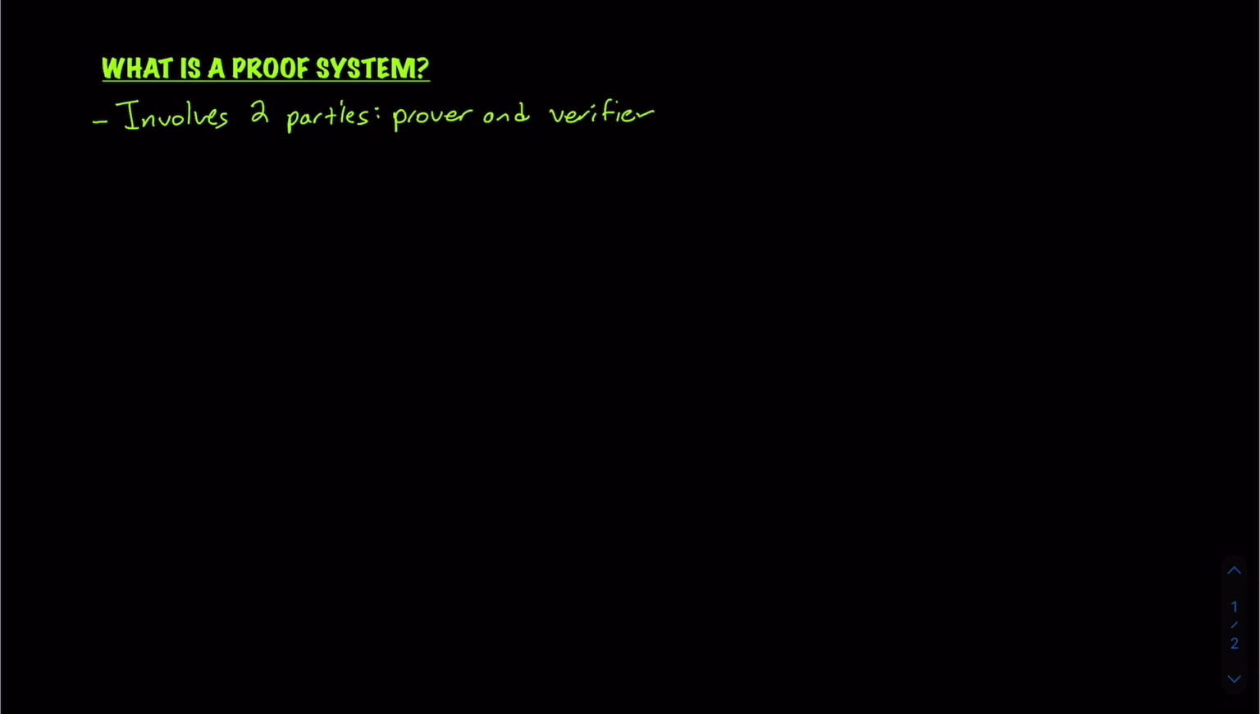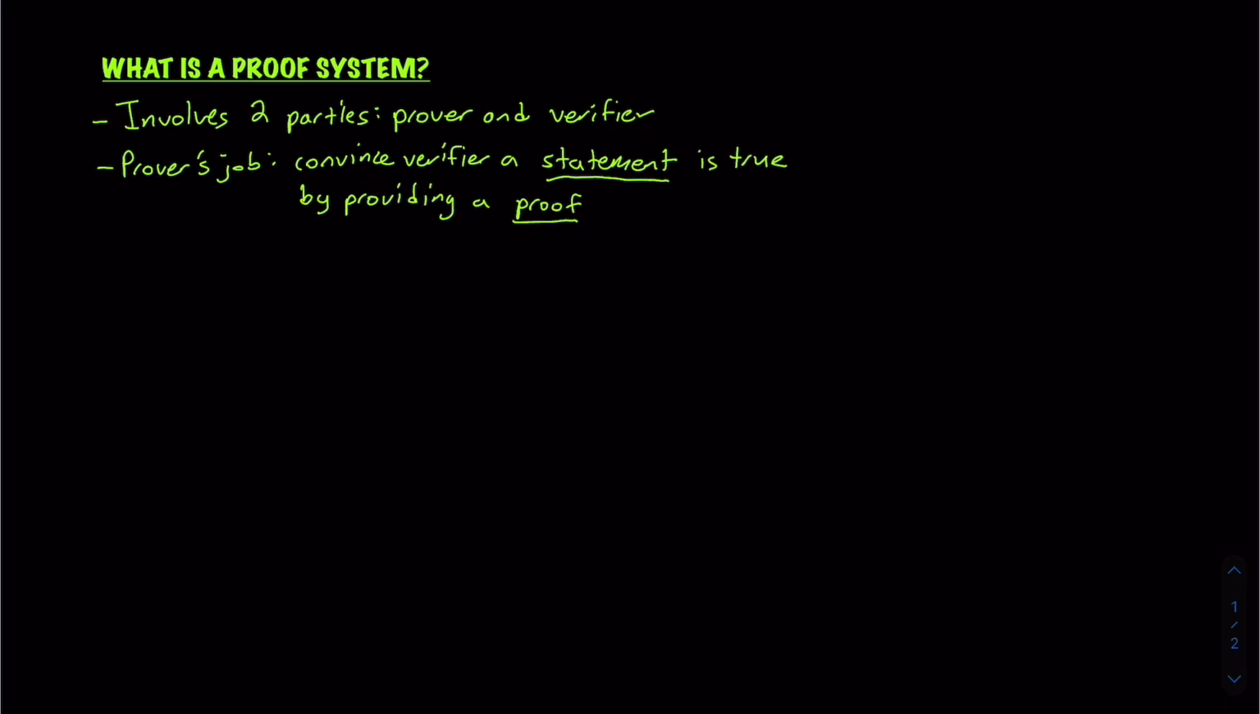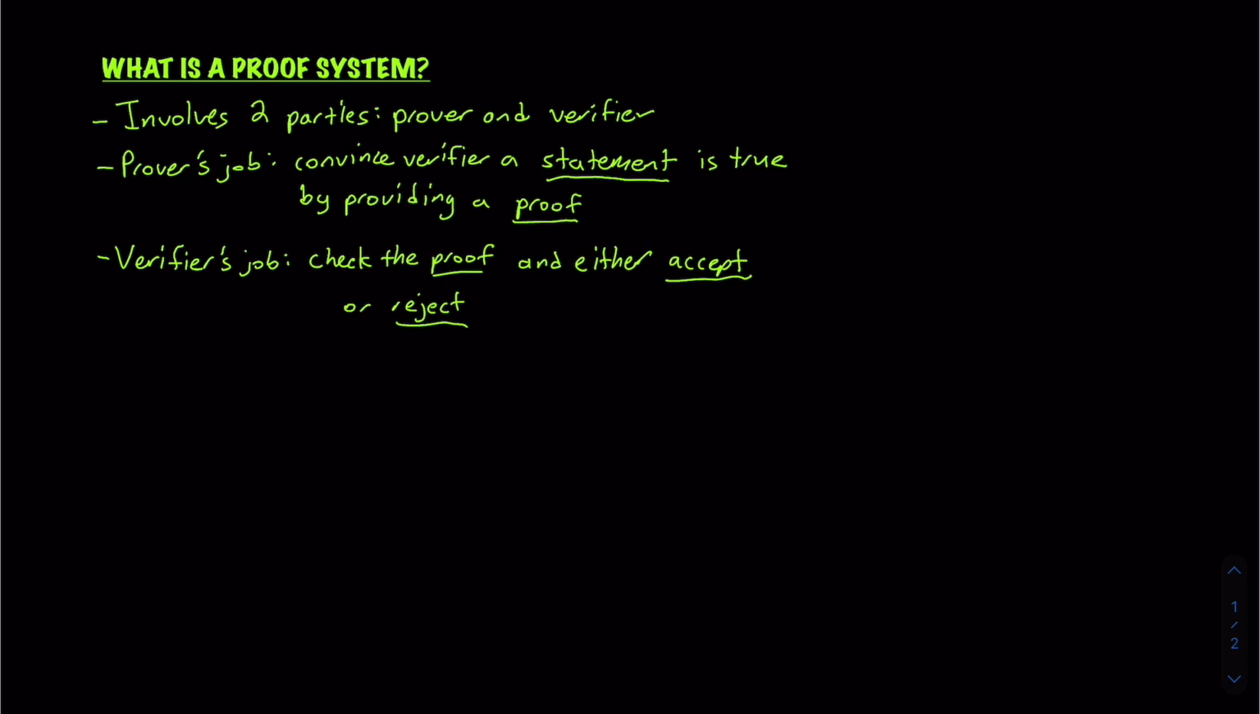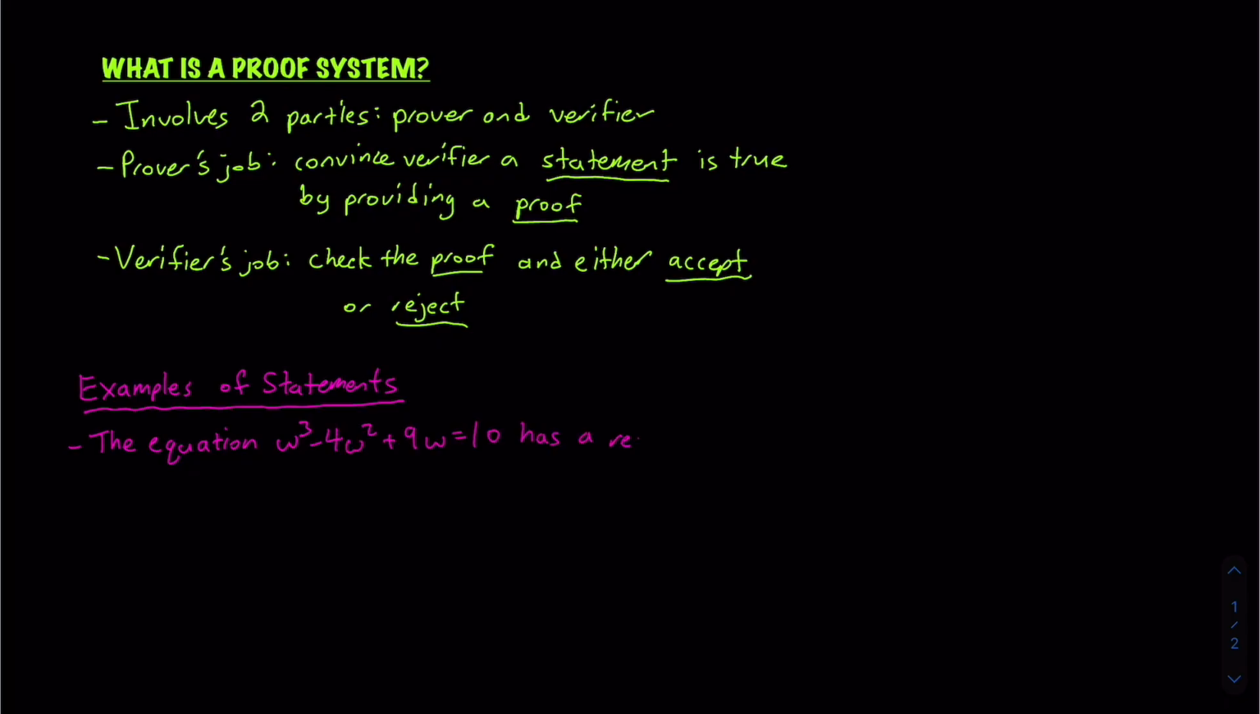The prover's job is to convince the verifier that a statement is true by providing a proof. The verifier's job is to check that proof and then either accept it if it's valid or reject it if it's not. To make this more concrete, what are some examples of statements? Well, a statement could be the equation w cubed minus 4w squared plus 9w equals 10 has a real solution. Or the Sudoku puzzle has at least one valid solution.